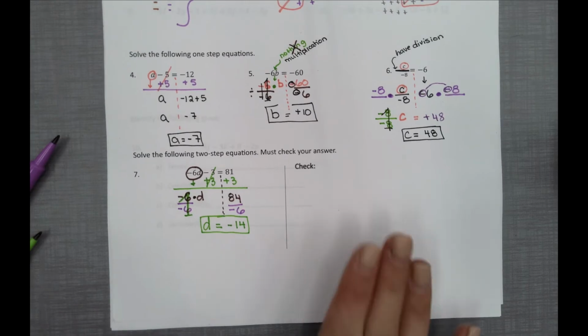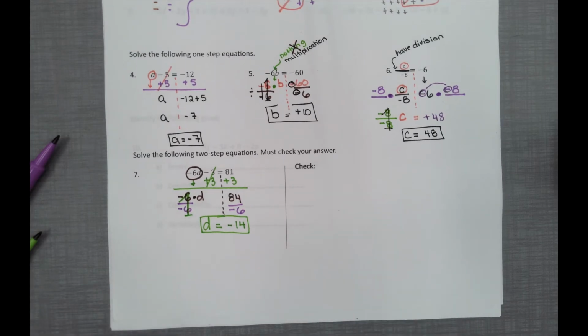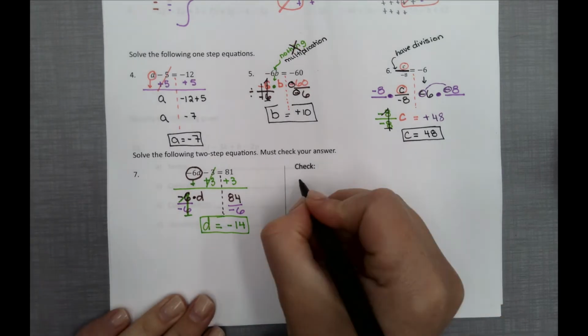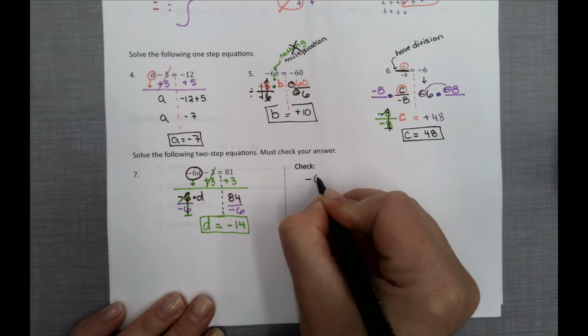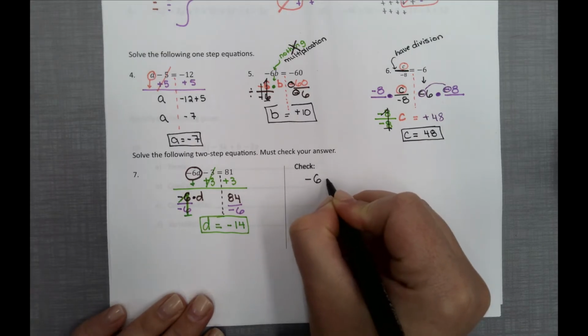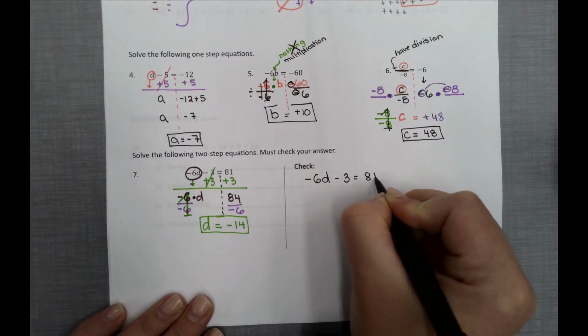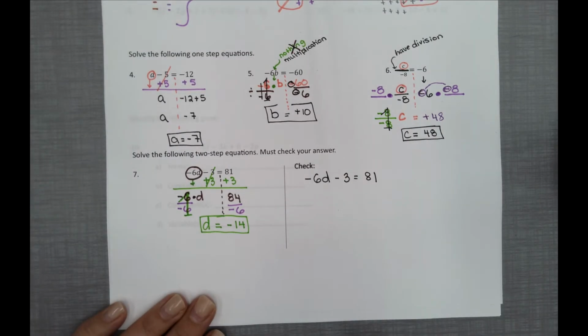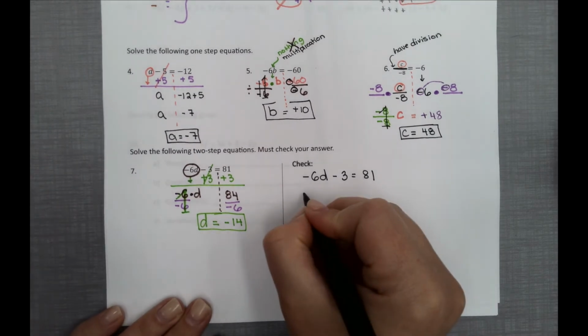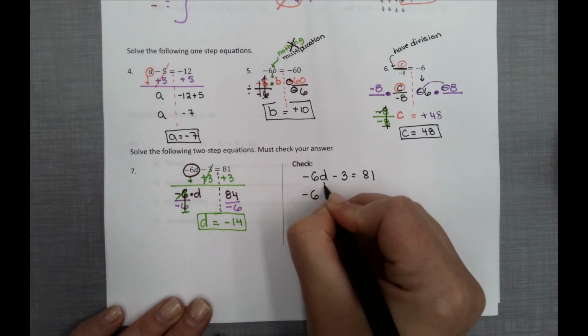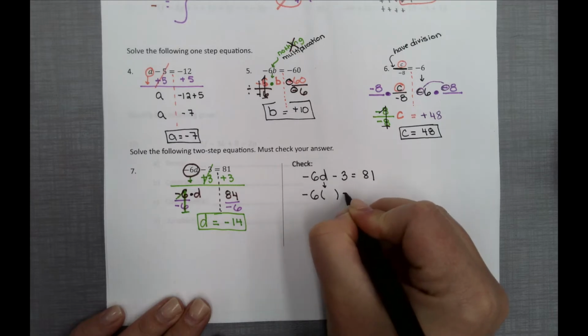Now I wanted to take a moment regarding this check that you see. We did do this once or twice in our notes, but I do want to spend a little bit more time on focusing how you check your answer. To check your answer, I'm going to copy down the original equation. Negative 6D minus 3 is equal to 81. Okay, this is the original. Then I am going to rewrite it, and I'm going to open up parentheses for the letter D.